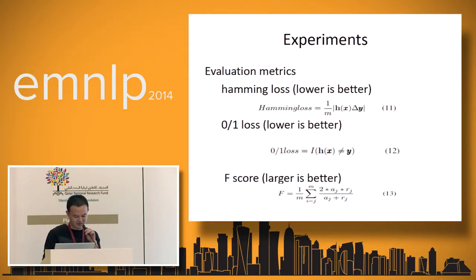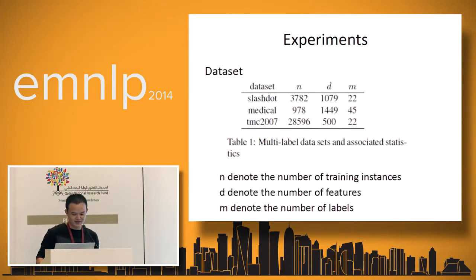F score, I think, is very common and popular. The data sets we use are three multi-label data sets in this table. N denotes the number of training instances, D denotes the number of features, and M denotes the number of labels.